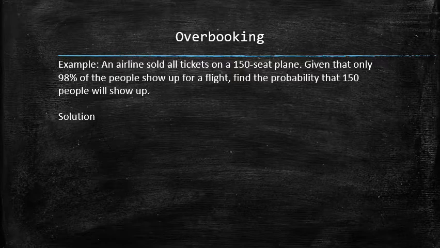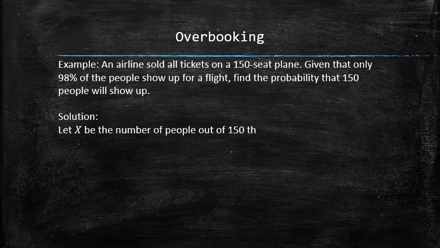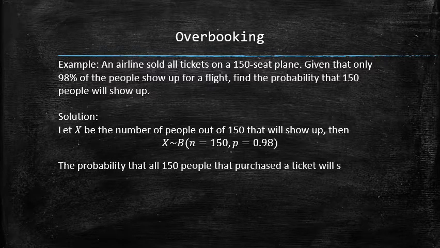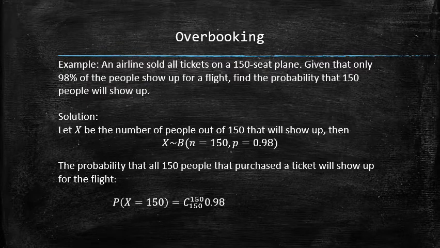To start the solution, we introduce a variable. Let x be the number of people out of 150 that purchased a ticket and show up for the flight. Then x is a binomial random variable with parameters n equals 150 and p equals 0.98. The probability that all 150 passengers will show up for the flight can be found by using the formula for k equals 150. So the probability that all 150 passengers will show up for the flight is roughly 4.8%.